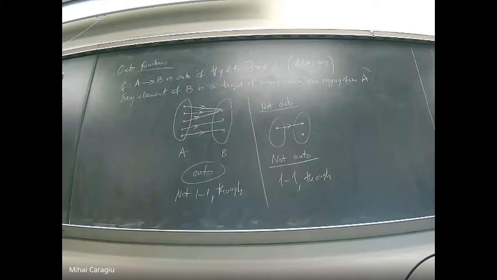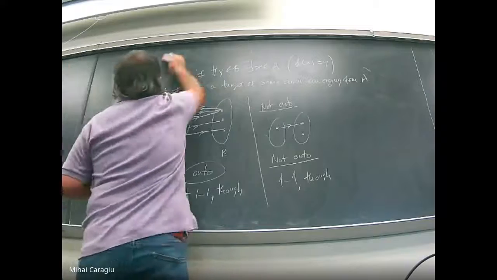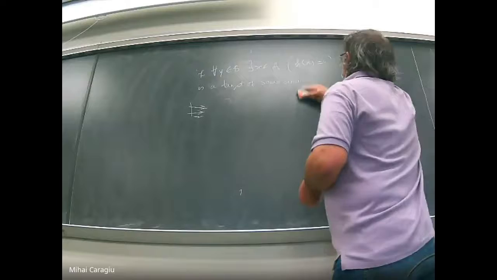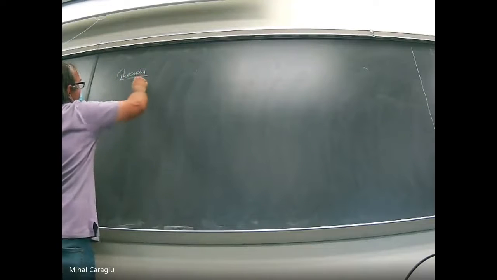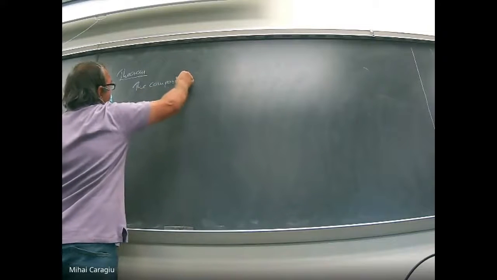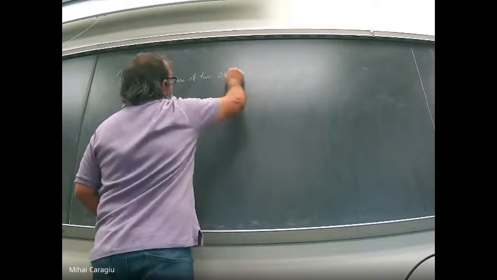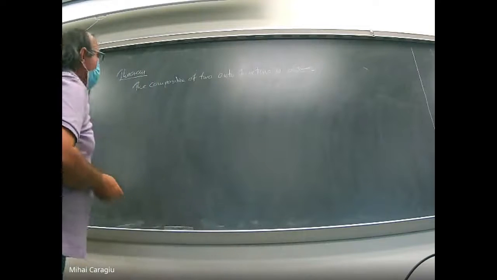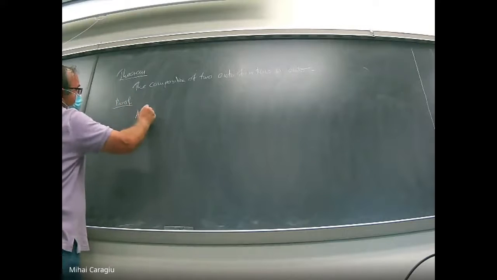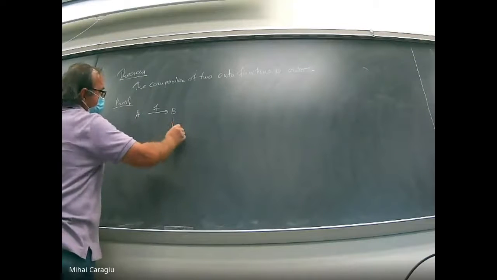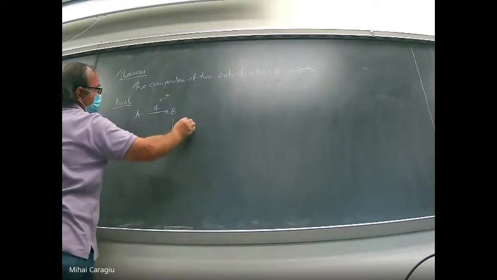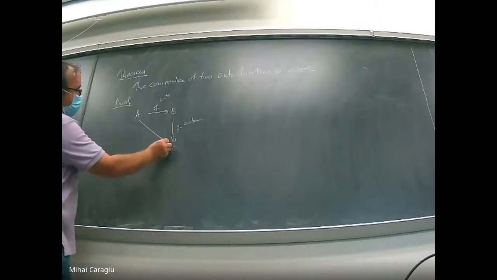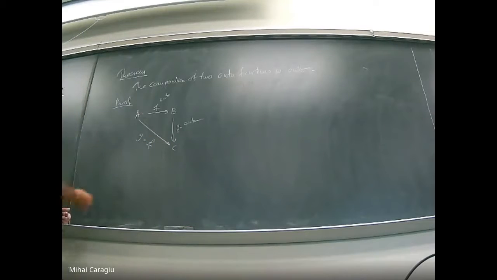Okay, so what's the theorem which is similar to the one we proved for one-to-one functions? The theorem: the composition of two onto functions is onto. Proof. Let's say the function f from A to B is onto, and from B to C the function g is onto. We want to show that the composition g circle f, from A to C, is onto.